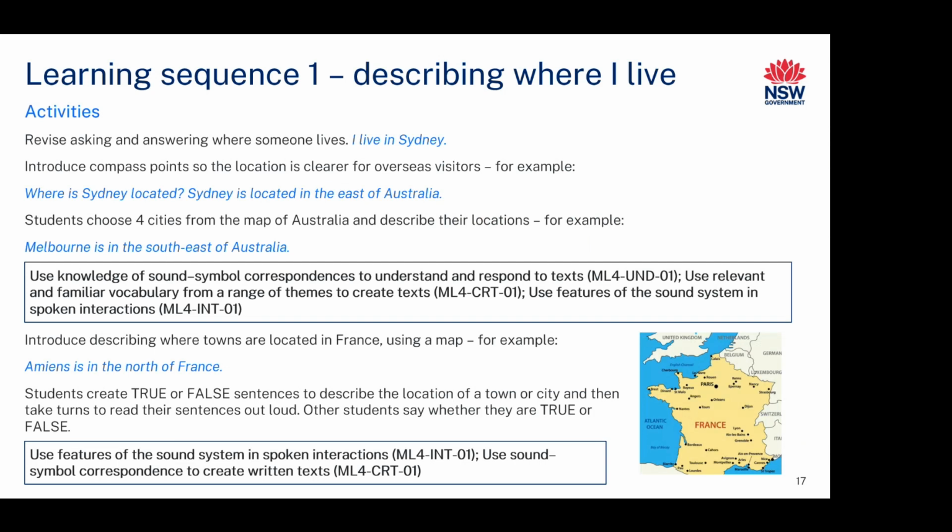This is what occurs next, and we've included the structures in blue. Students revise how to say where they live from Term 1. They then learn the compass points so they can give more detail about where they live. In this activity, students ask and answer where they live in Australia and where things are located. Students then link their learning to the French context by saying where towns are located in France using a map.